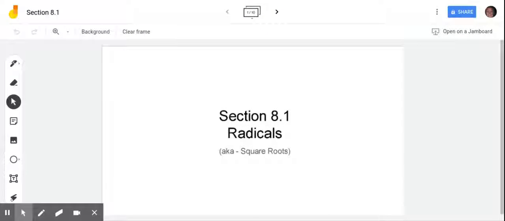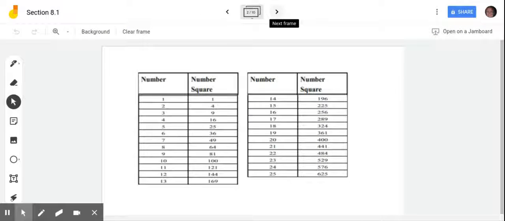Hello, today we are going to talk about radicals, or what you may have heard as square roots. Okay, so the first thing that you want to take a look at is something called perfect squares. If I tell you that the number 121 is a perfect square, the square root of 121 is 11. So that's what it means to be a perfect square. It means that when you take the square root of something, the square root is a whole number.